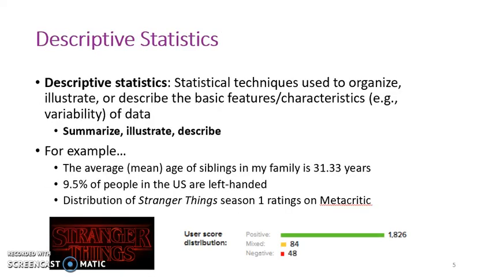Now let's begin our review. I will start by reviewing commonly used descriptive statistics. Descriptive statistics are statistical tools used to organize, illustrate, or describe the basic features of data. Descriptive analyses are used to summarize existing data, display data, communicate data, and distill data down to its important features.